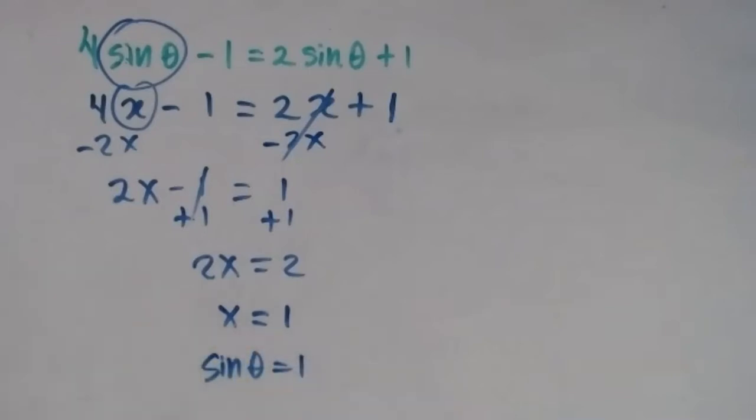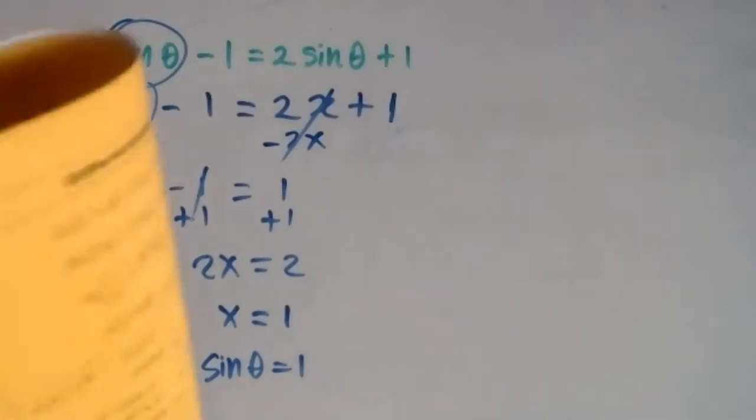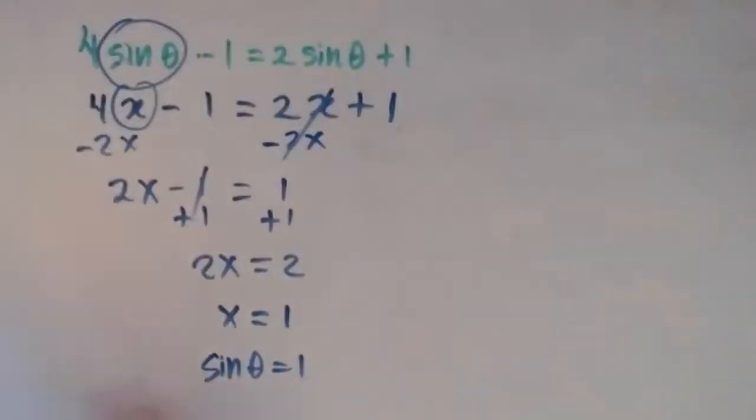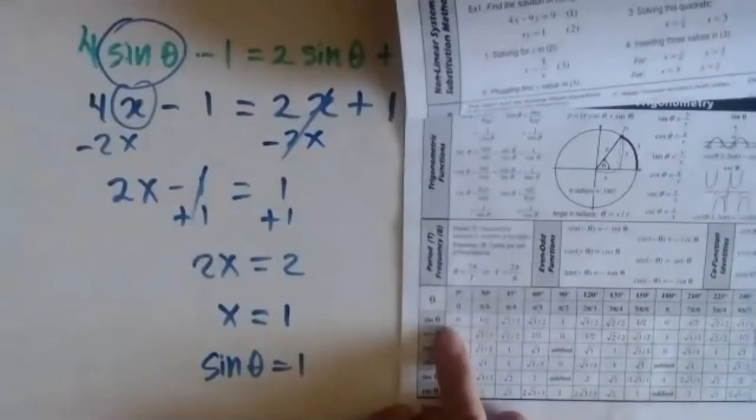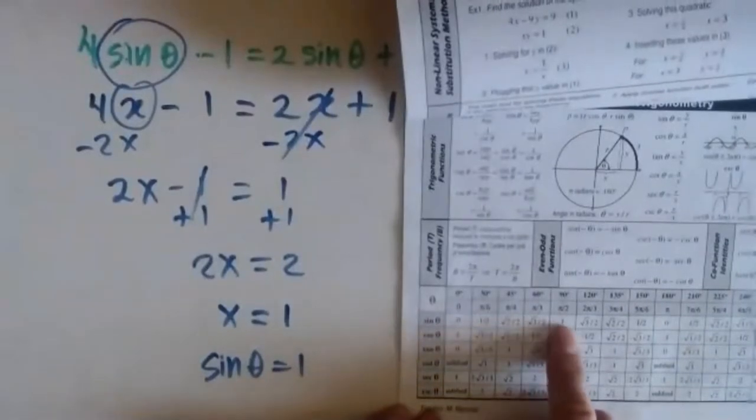Sine theta equals 1. Okay, now, what angle gives me 1 if I apply sine? Here comes my unit circle table. So I have to look at 1 in the sine, and you see, it is pi over 2. So theta is pi over 2.